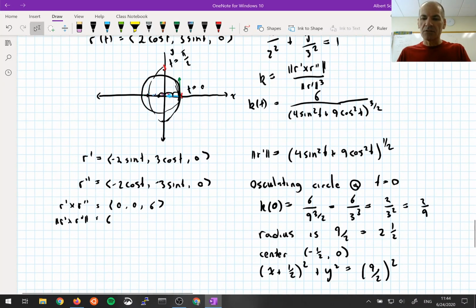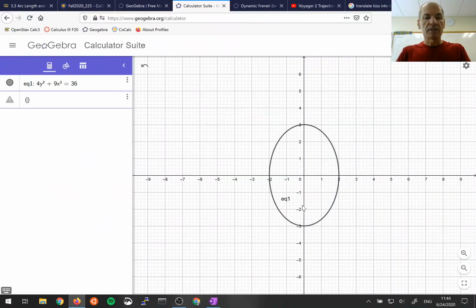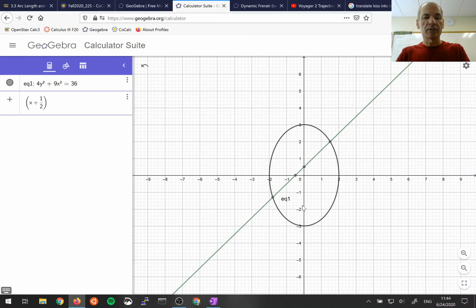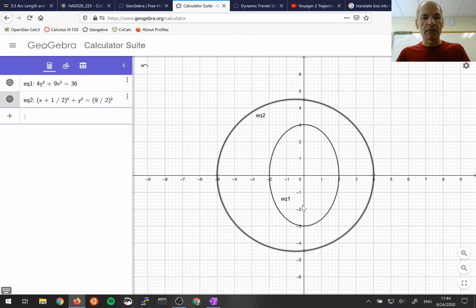The osculating circle has this equation. The osculating circle at 2, 0 is x plus 1/2 quantity squared plus y squared equals 9/2 squared. And it looks like I've got a typo in here, maybe. Let me just double check. Let me pause while I do that. Okay, not a typo. Mistake.